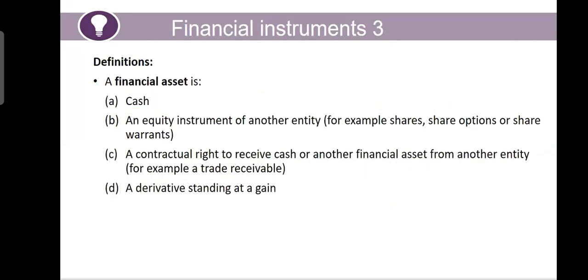We move forward. We say the definition of a financial asset is cash, and a financial asset would be an equity instrument of another entity, not your own share. Equity instrument means shares, equity shares, but equity shares if you purchase in some other company. Or it is a contractual right to receive cash or another financial asset from another entity.